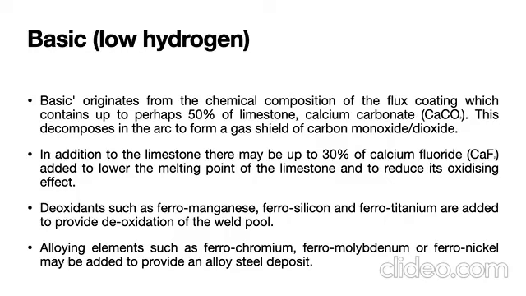In addition to this limestone, there will be additions of deoxidizers as well. Say for example, calcium fluoride can be present in the range of 30%. Other deoxidants like ferromanganese, ferrosilicon or ferrotitanium are also added for removing the oxides from the weld pool. In addition to this, alloying elements will also be present in the low hydrogen electrodes. Alloying elements like ferrochromium, ferromolybdenum, ferronickel may also be present in the flux.